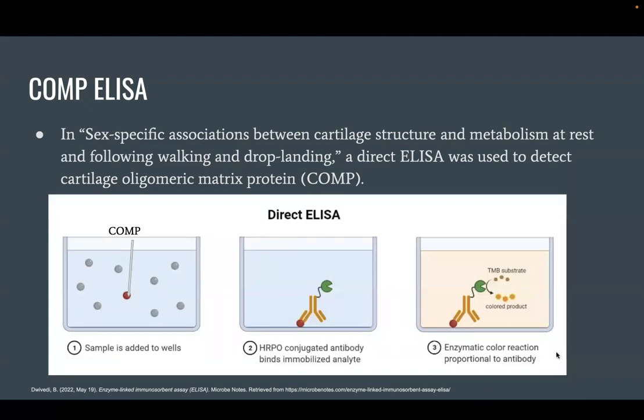And then in the third step, you add the substrate that reacts with the enzyme. So you add this TMB substrate, and it reacts with the enzyme to create the orange-colored product. And the amount of orange-colored product is what's going to tell you how much cartilage oligomeric matrix protein is present in the sample, because it's directly proportional to the protein. So yeah, it's actually fairly simple. That is how these researchers were able to detect the level of cartilage oligomeric matrix protein in the sample.